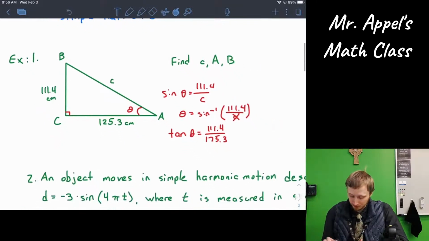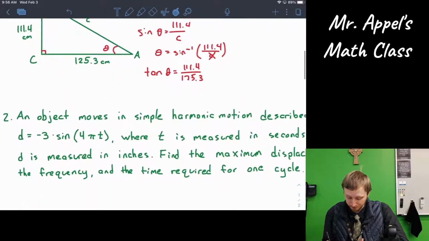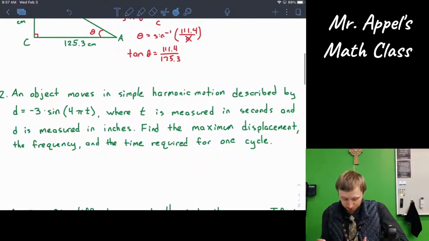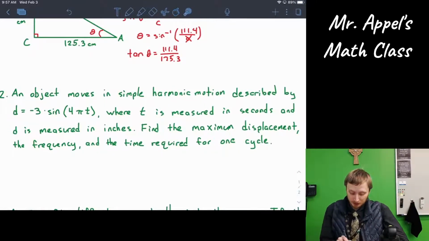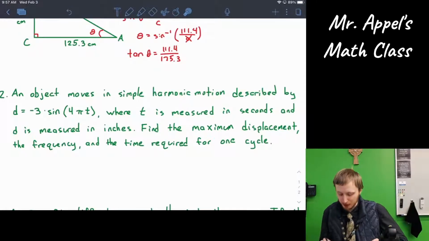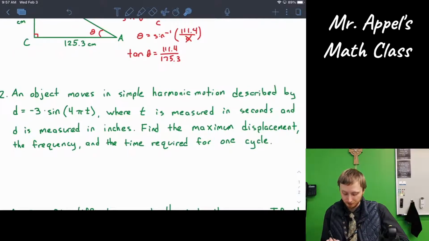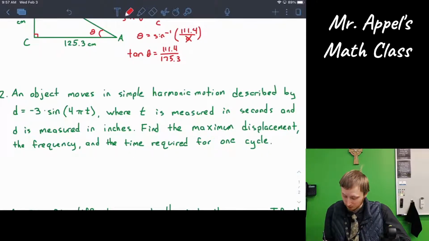Okay. How about a real example? Here we go. One of those harmonic oscillators. An object moves in simple harmonic motion described by d equals -3 sine 4 pi t, where t is measured in seconds and d is measured in inches. Find the maximum displacement, the frequency, and the time required for one cycle.